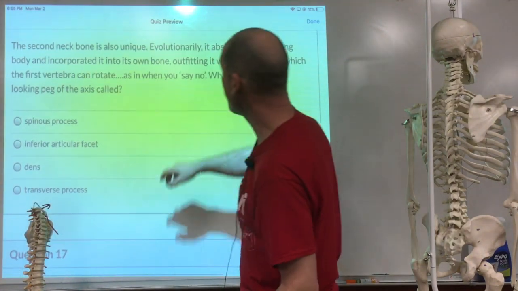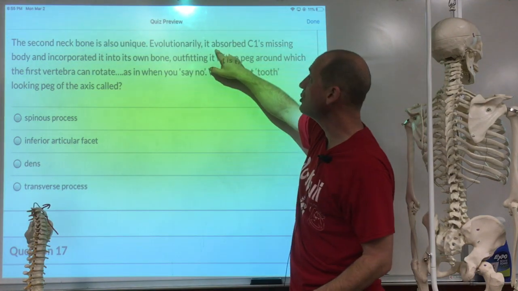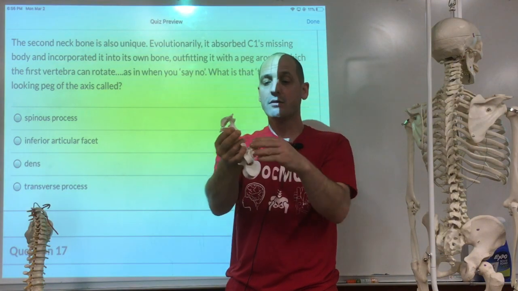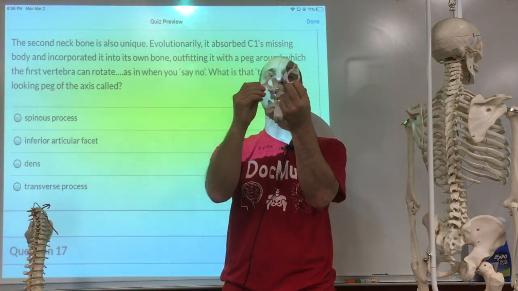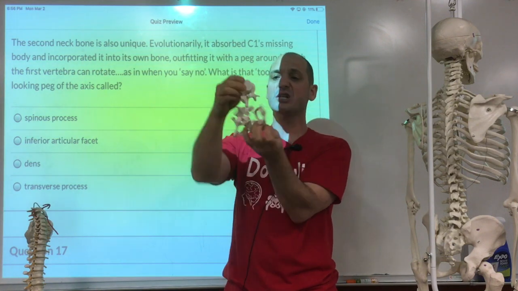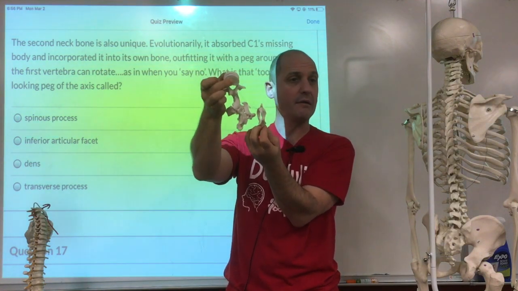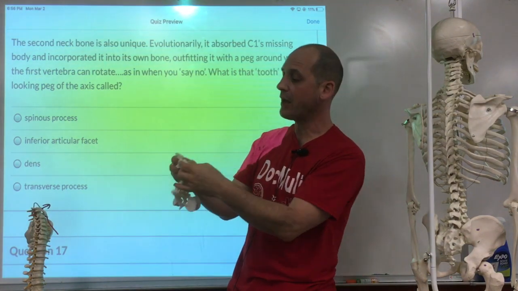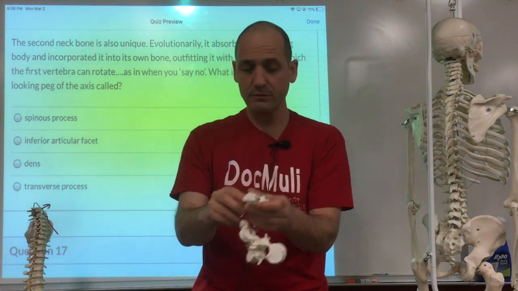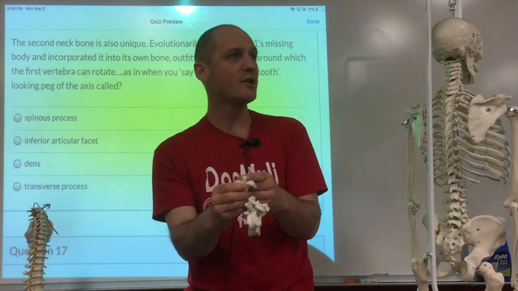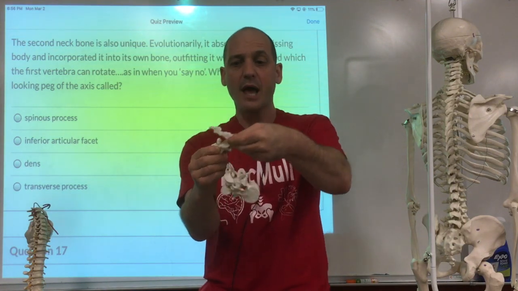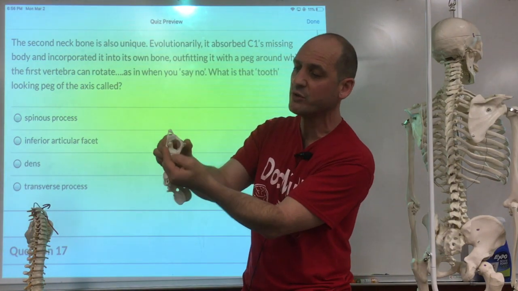Now, the second vertebra is also unique because evolutionarily, when you look at this vertebra and this vertebra, this one has a body. This one doesn't have a body. It's just a ring. What happened to the body? Evolutionarily speaking, the body got absorbed into the second vertebra. The body from C1 is now a peg sticking up through the ring of C1.